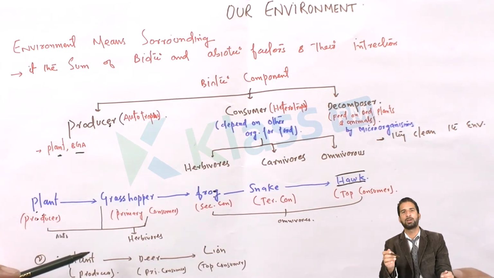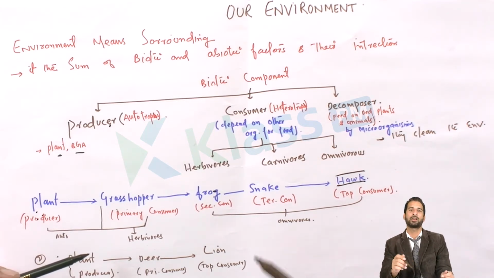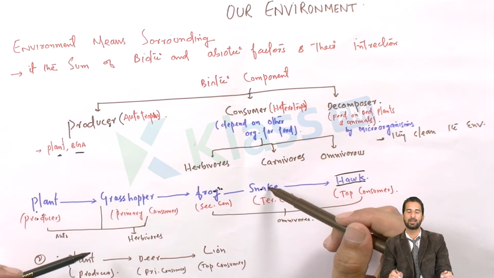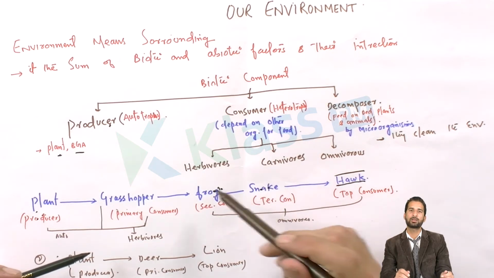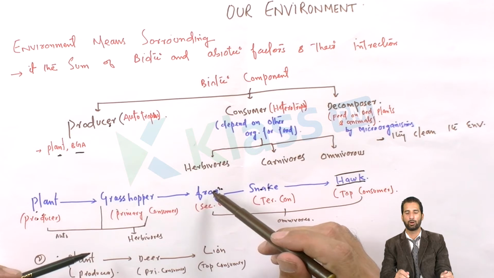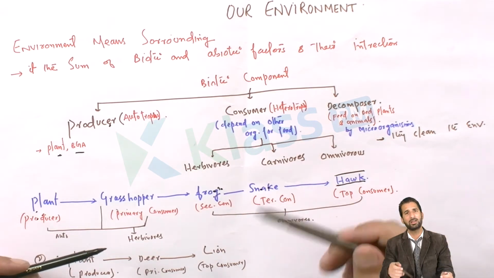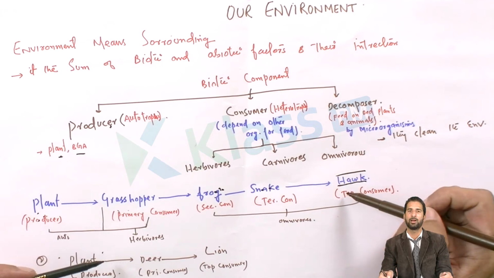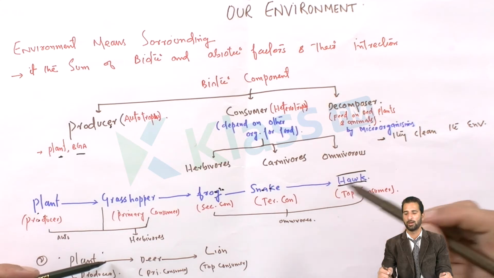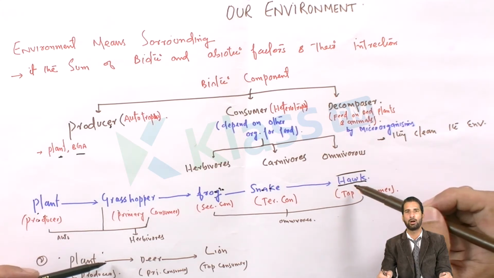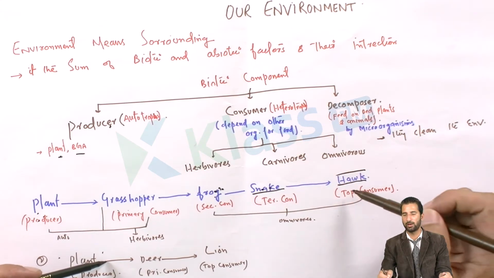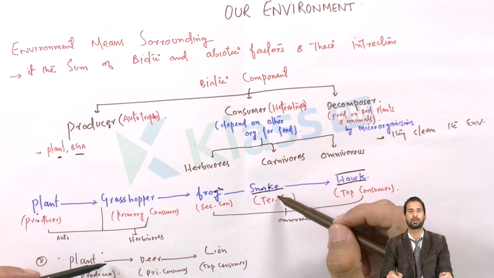Now the frog itself is eaten by the snake. It means that there is a tertiary consumer which eats upon the secondary consumer. The snake acts as a tertiary consumer, and this snake eats upon the secondary consumer, the frog. Now the tertiary consumer itself is eaten by a top consumer. So here you see the top consumer feeds upon the tertiary consumer. The example of the top consumer is the hawk, and this hawk eats these snakes, which means that the top consumer feeds upon the tertiary consumer.